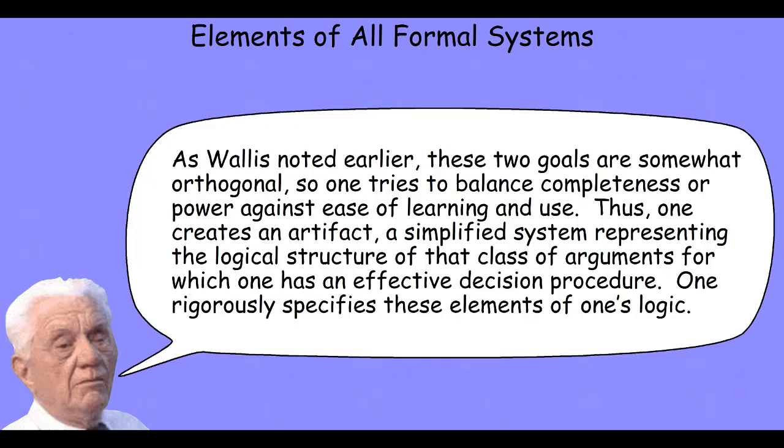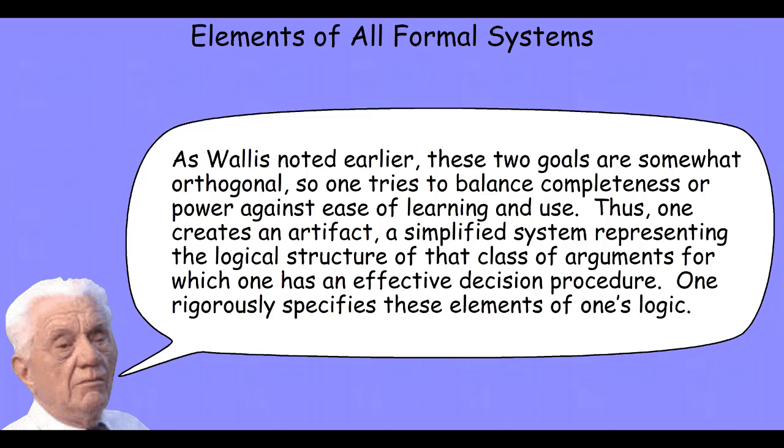As I've noted repeatedly throughout the term, these two goals are somewhat orthogonal to each other. They aren't always satisfiable. In fact, most times they aren't satisfiable simultaneously. So one tries to balance completeness or power against ease of learning and ease of use. Thus, one creates an artificial and simplified system that represents the logical structure of that class of arguments or inferences or decisions for which one has an effective decision procedure, at least in deductive logic. One rigorously specifies these elements in one's logic.